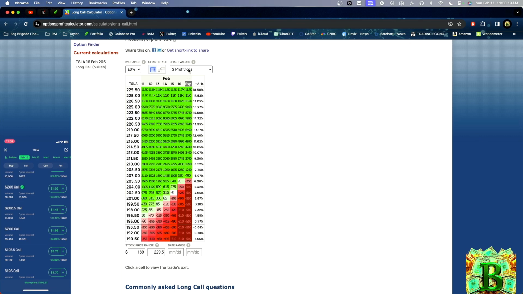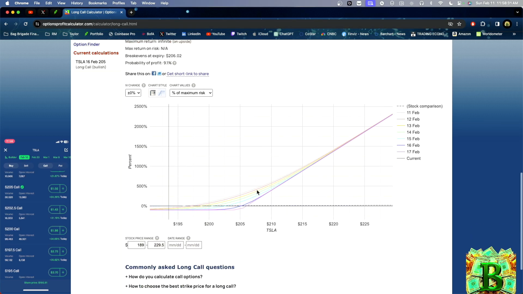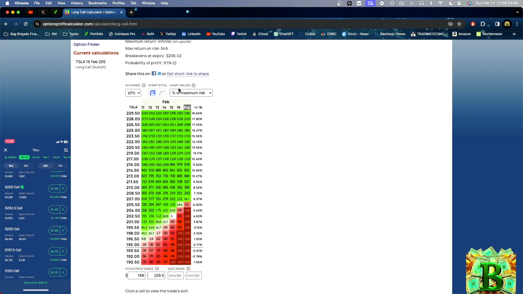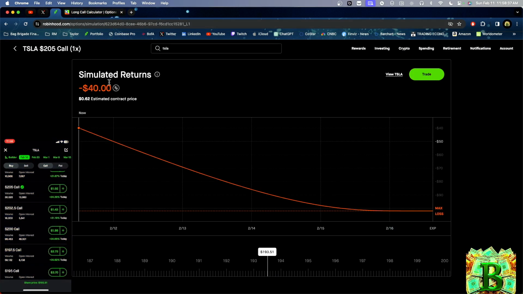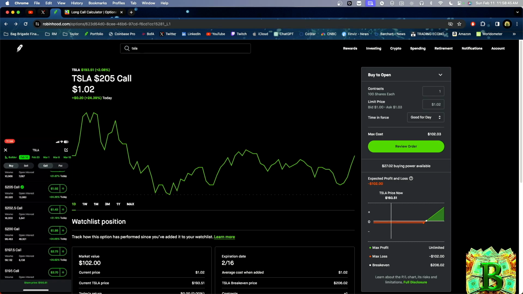But you can also mess around with it, like percentage of risk. It'll adjust the chart for you. Or you can even look at it like this. I mean, it's a really good tool. It really is. So hopefully that helps, guys. So that's basically what this is, Robinhood's version of options profit calculator. It's helpful though, right? You can do it on your phone too, by the way.